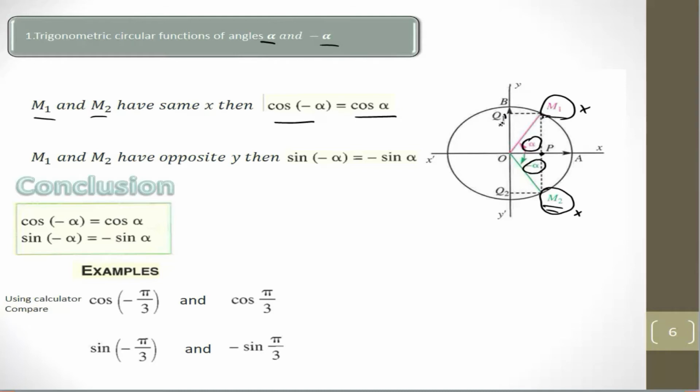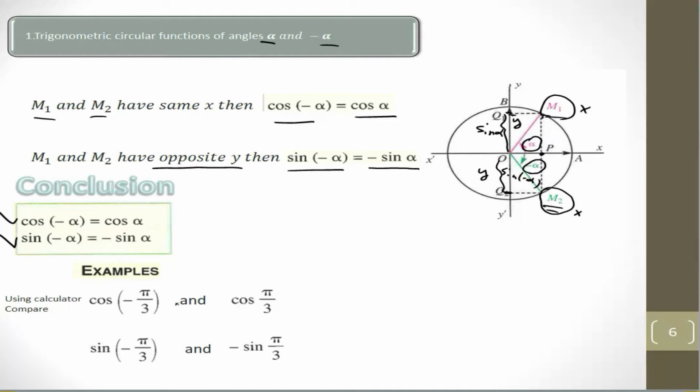Y of M1 is here, which is positive. This is the sine alpha. And y of M2 is here, which is sine of minus alpha. So this point and this point have opposite y. If this is positive, that's negative. So they are opposite to each other. Since they are opposite, sine minus alpha equals minus sine alpha. As a conclusion, we say that cosine of minus alpha equals cosine alpha, and sine of minus alpha equals minus sine alpha. They are opposite.